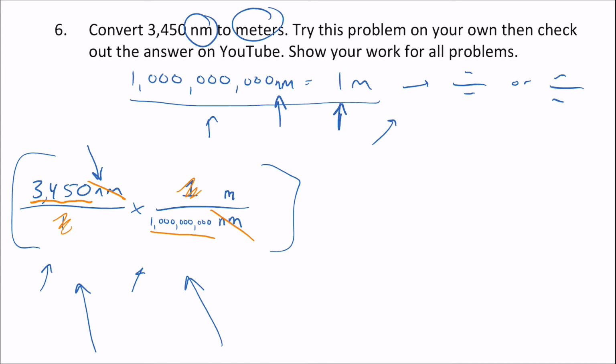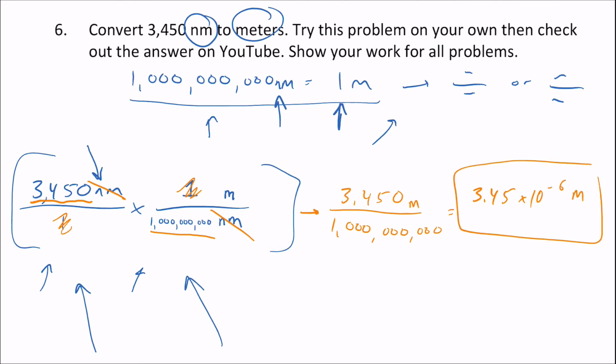All right. And again, if you want to, you can write it out like this. You can write it this way, but you don't need to. You can just put it in your calculator and come up with your answer. When you put this in your calculator, you're going to get an extremely small number. So I would write it in scientific notation because of how small it is. So you should write 3.45 times 10 to the negative 6 meters. And there you go. There's your answer.